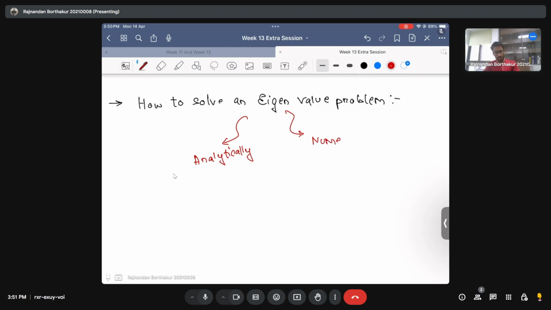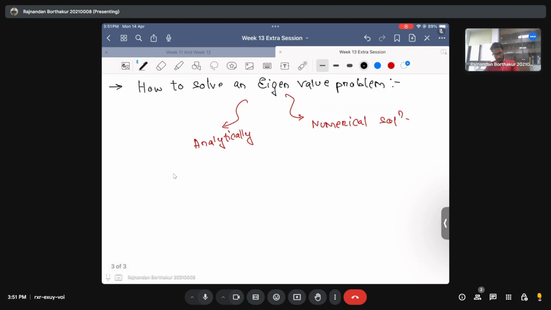Okay. So I'll give you a flavor of both by considering a simple prototypical problem. But broadly, these are the two ways that we use to solve an eigenvalue problem. Okay.